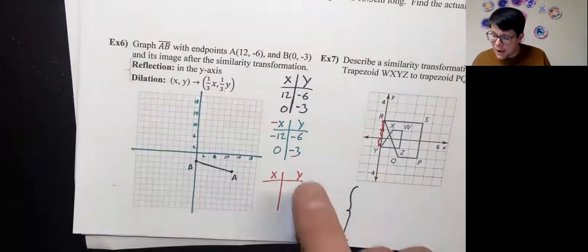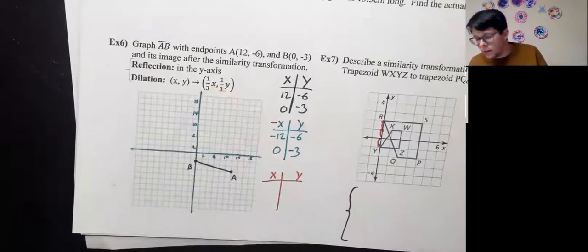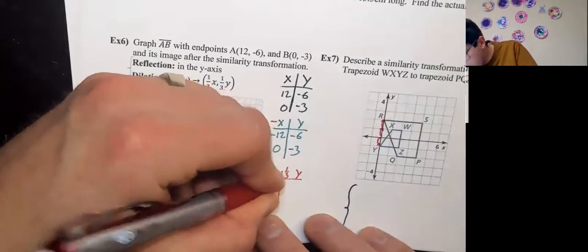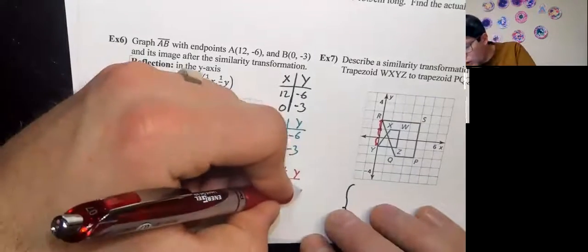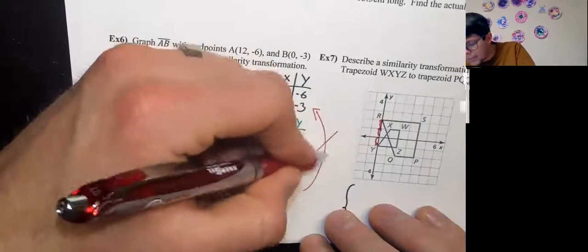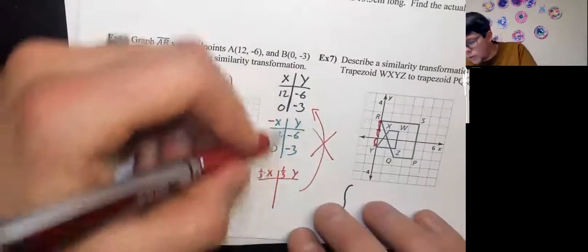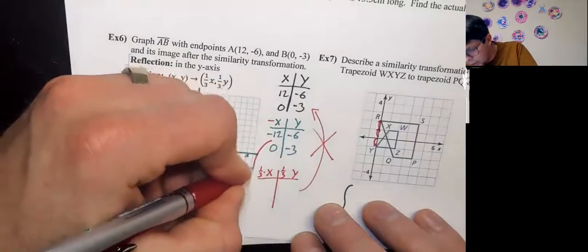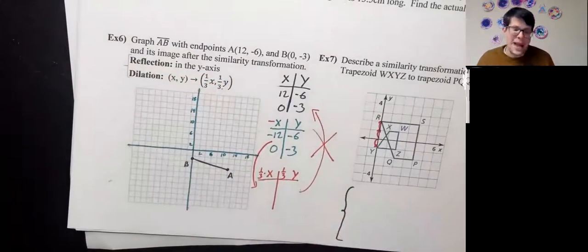All right, correct. Now for our second piece, which is the dilation. For our dilation, what we need to do is multiply everything by 1/3. Now, please don't go all the way back to the original problem. That's a bad idea. What you want to do is work off of what you've already created. So we're going to take these new values that we just created with our reflection, and those are the ones that we're going to multiply by 1/3.